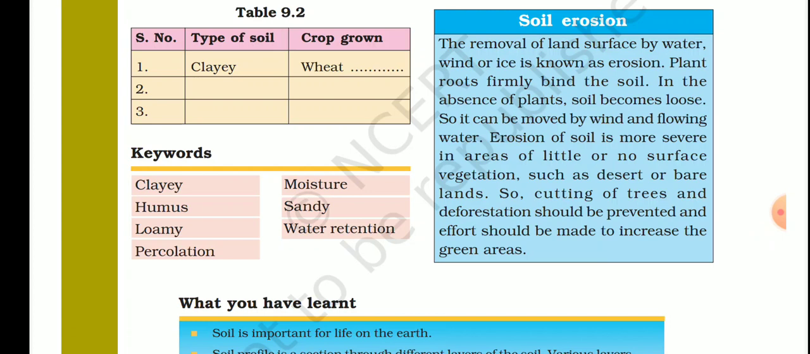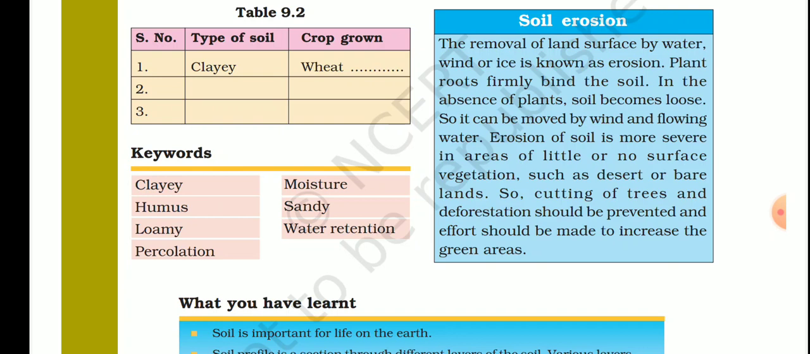I told you that the roots of the plants hold the soil and do not allow the soil to flow with the water or wind. But it is given that soil erosion is more severe in the areas of little or no surface vegetation, meaning where the vegetation is very low or absolutely negligible. So this is soil erosion.